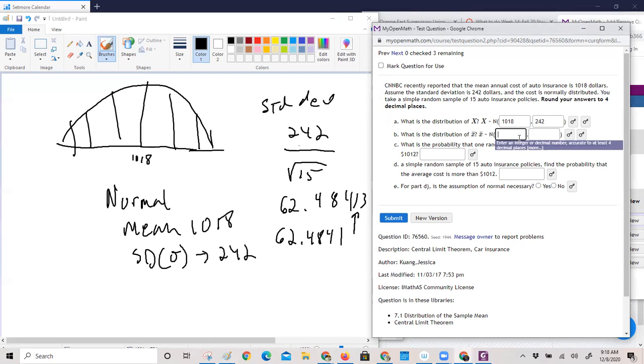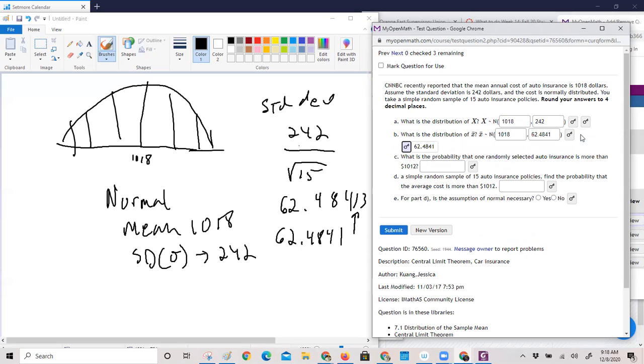So the mean of this pile of X bars is the same. It's normal. The central limit theorem tells us the sampling distribution is normal. That's the beautiful thing about it. And then it only has a standard deviation of 62.4841. Let's see, I'm going to cheat and make sure I agree. So it agrees with me, okay? So that's less variation in a sampling distribution than there is for the population.